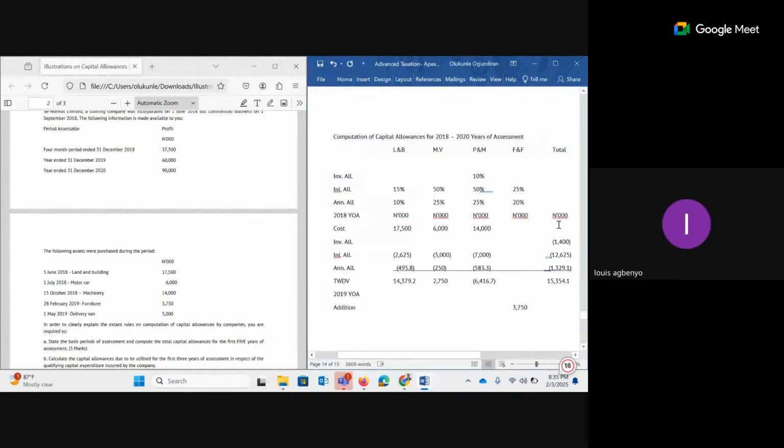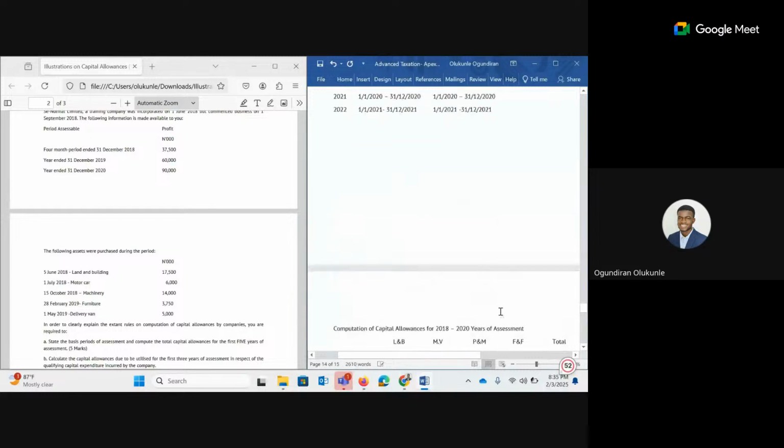Is there a reason why the tax written down value for plant and machinery is negative? It's a typographical error. That means the total is wrong, sir. It's not. It doesn't affect the data. It's correct. It doesn't affect the total.